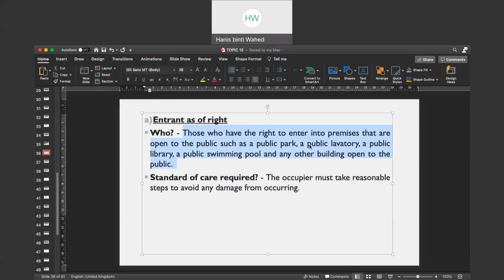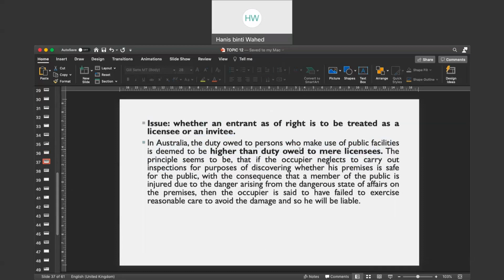Okay, they can enter it, you know, contohnya macam person who enter public library, something like that, ya. Jadi in this situation, occupier ni kena ensure and take reasonable steps untuk avoid any damage from occurring, ya. And then you might ask, okay, after all discussion, yeah, whether an entrant as of right is to be treated as a licensee or an invitee.